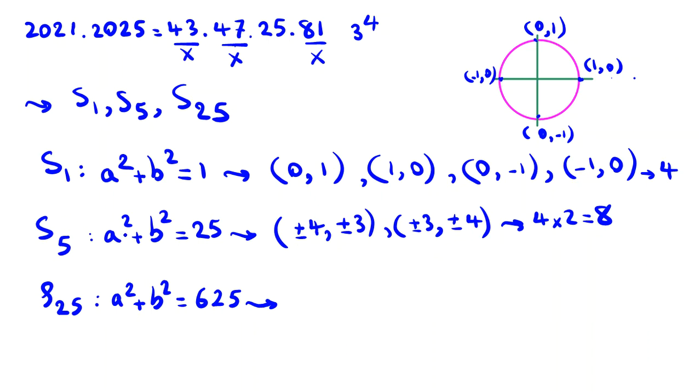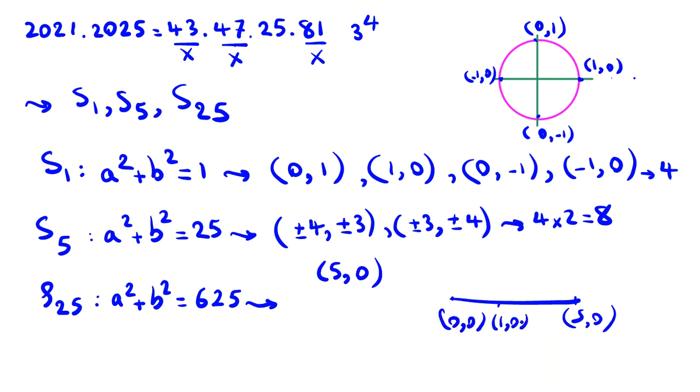Now S_5. It means a squared plus b squared equals 5 squared, 25. The only answers are plus or minus 4, plus or minus 3, and you can switch them. So 2 times because of plus minus, 2 times plus minus, and 2 times because of 4, 3 or 3, 4. So 2 times 2 times 2 would be 8. And (5, 0) is not good, because if you consider (5, 0), between the origin and it we have, for example, (1, 0) and other points. So (5, 0) is not good. Here we have 8 visible points.